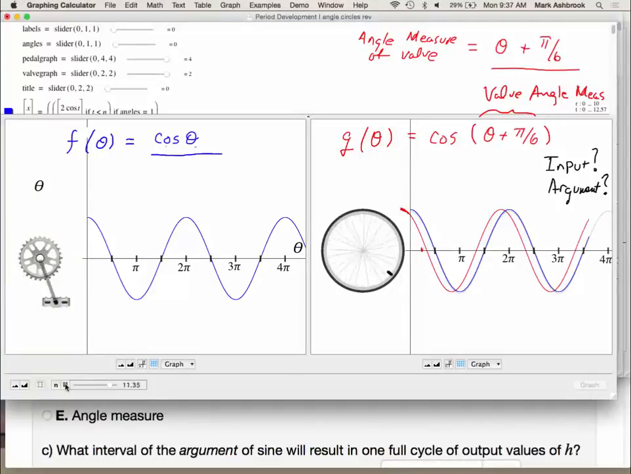Okay, any questions on that? So the key is that there are 2 angles at work. There's the input angle, and then there's the argument angle. And if the argument angle is greater than the input angle, if it's bigger, then its cycles are coming before, and so that shifts the graph left. If the argument angle is less than the input angle, so we've got something minus, then those angles are lagging behind, and they're going to come after, and after is to the right.